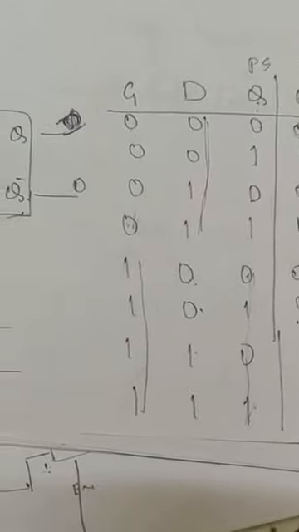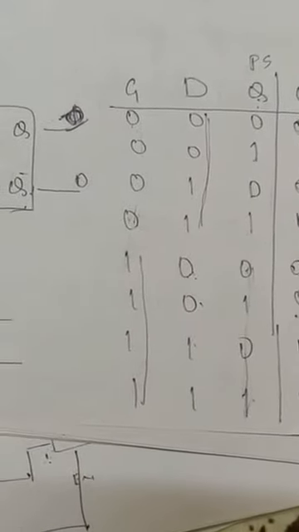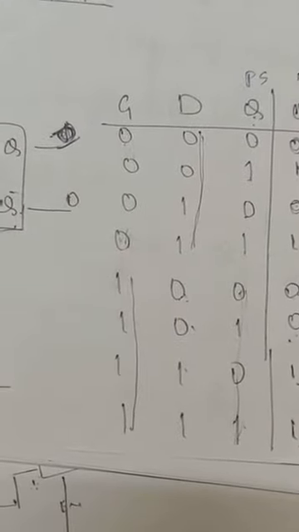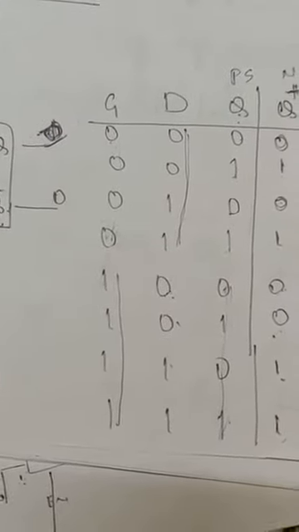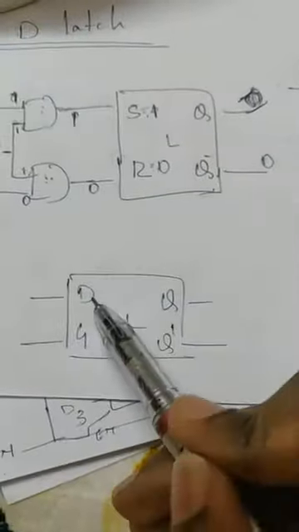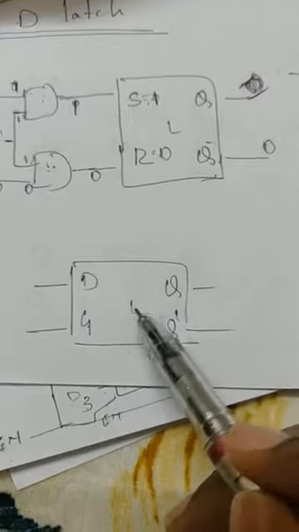Whenever gate is 1. Whenever the gate is closed, whatever input you give with respect to D, it never takes D into consideration. It just takes the previous state. It retains its previous value. That's it. This is how the D flip-flop is going to work. The same thing is given here. The D latch is represented like this: D, G, Q, Q bar, latch.